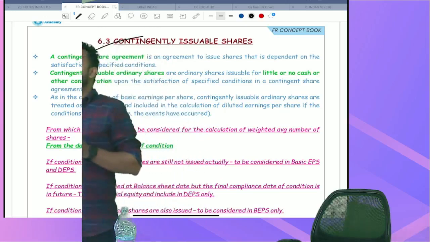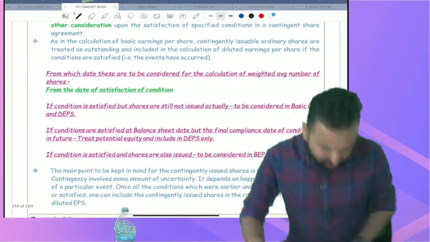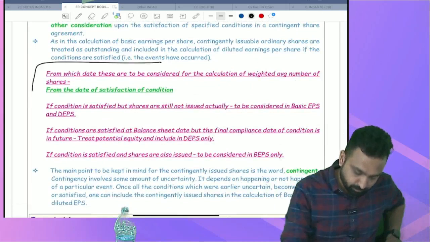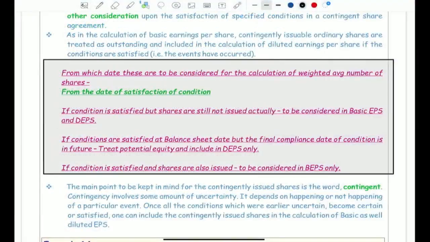Now the question is, when should we take them in the basic EPS, and when in the diluted EPS. Read this point in the book. If the condition is satisfied but the shares are still not issued, they are to be considered in the basic as well, as the condition is satisfied and they have the full potential to be issued. Understood or not? The condition is already satisfied, so it is already sure that they will be issued.